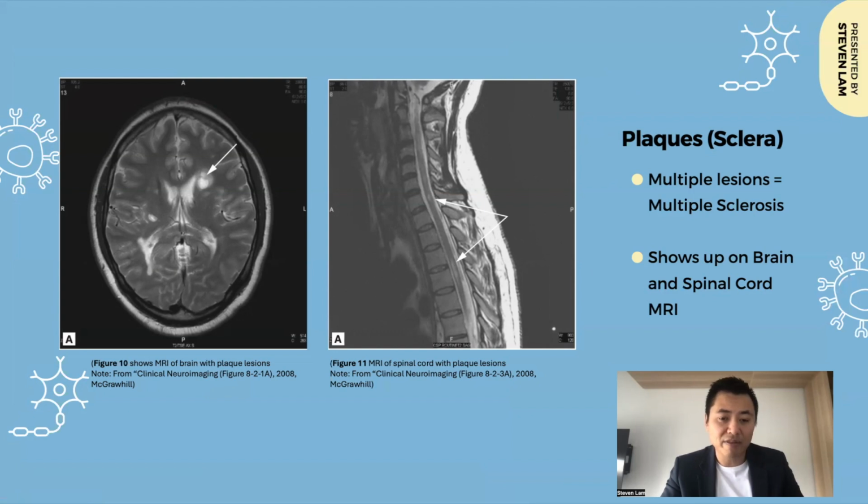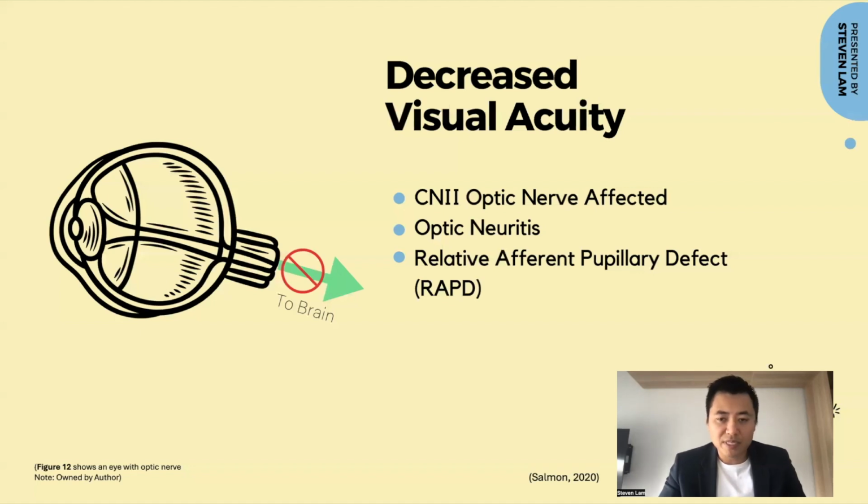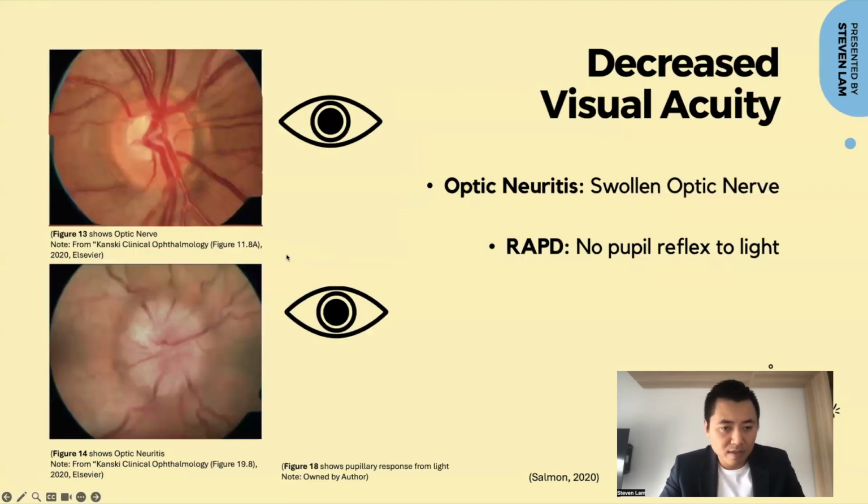And so depending on the location of these plaques, it can cause different symptoms. Now, one of the common symptoms is decreased visual acuity, which has to do with cranial nerve 2, the optic nerve. And the role is to send messages from the eye to the brain. And you can imagine that if the nerve is demyelinated, no messages are going to get through and patients won't be able to see. Now, common things that happen here are optic neuritis and a relative afferent pupillary defect, which we'll talk about next.